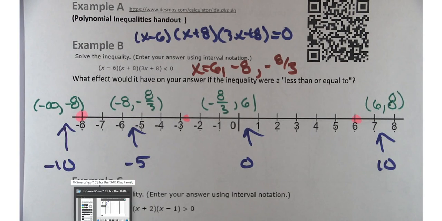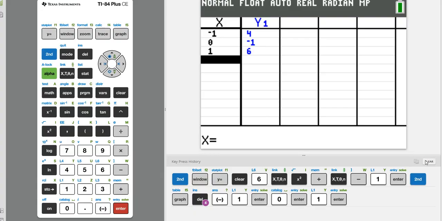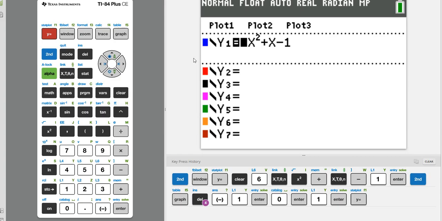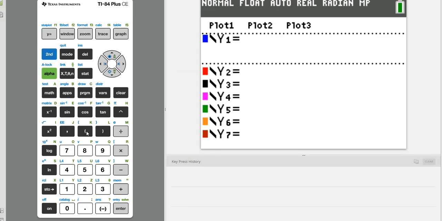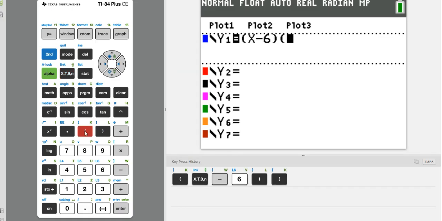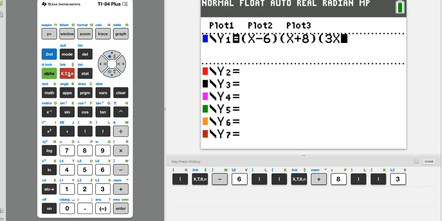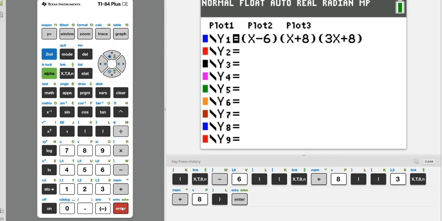Before I start plugging in those test points, can anyone think of something I need to do? Plug it into the calculator. Yeah, I've got to plug the new function into my calculator. So you've got to clear out the old function. I'll hit the clear button down here so you can follow along with my keystrokes. I'm just going to type it in as it's written: left parenthesis, x minus 6, right parenthesis, left parenthesis, x plus 8, right and left again, this time 3x plus 8. Looks good.